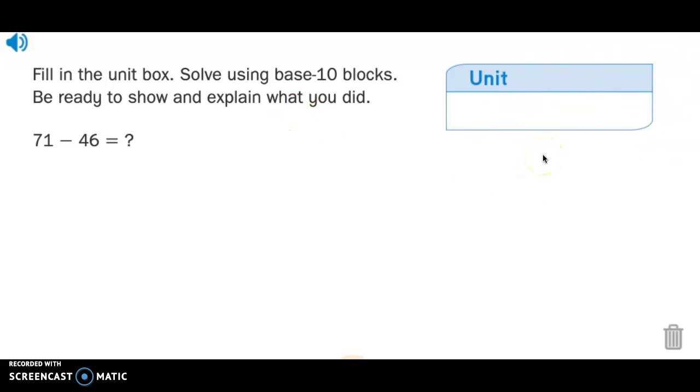What are we measuring? You don't have base 10 blocks, but we can definitely solve this. So go ahead and do 71 minus or take away 46. Set it up on top of each other. That will help us. You solve this on your own, and then I'll walk through it with base 10 blocks with you. So go ahead, put me on pause.